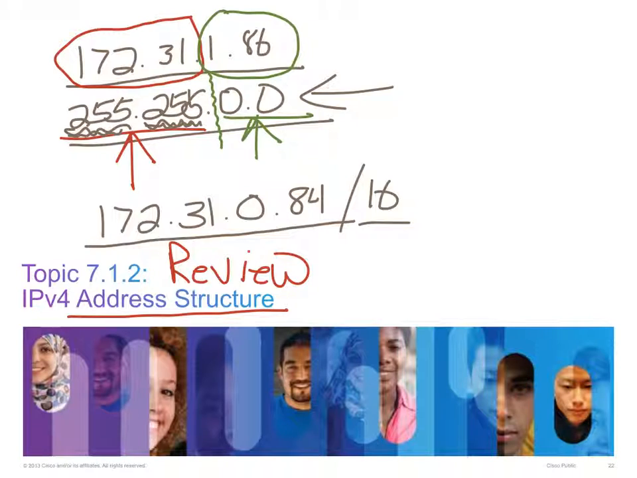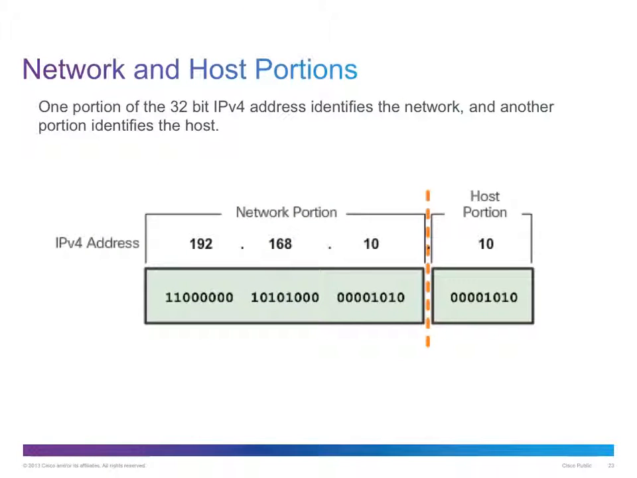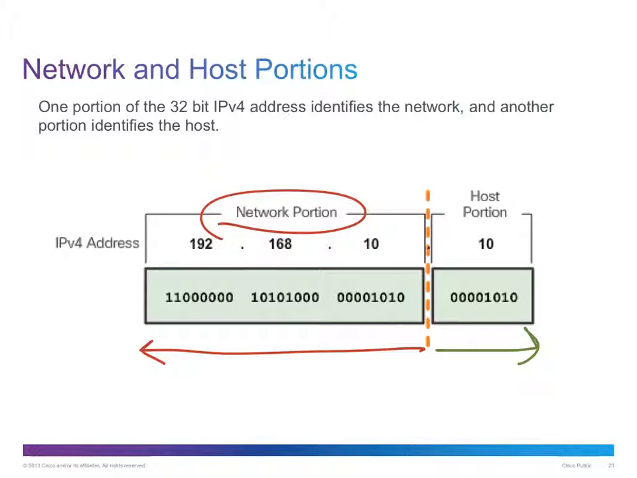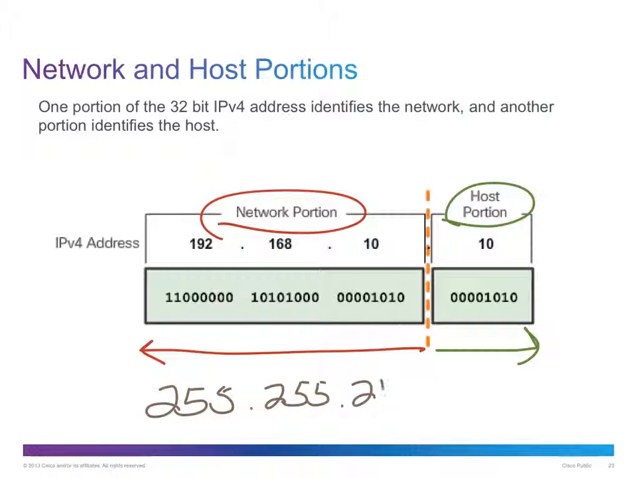Okay? If you look at the video before, it talks about this. You know, we talk about the network part of an address and the host part of the address. Network part, host part of the address. So the mask here, if I was to write it, would be 255.255.255.0.